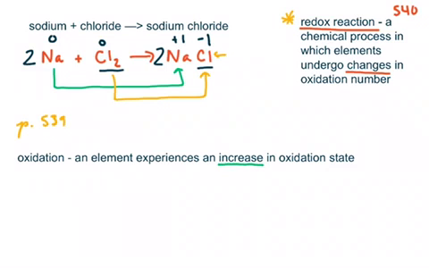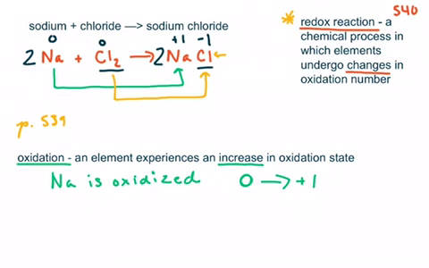So here, the green line, when we have sodium going from an oxidation state of 0 to +1, that would be the process of oxidation in the case of this reaction. So the way we would phrase that is we would say that sodium is oxidized, because its oxidation number does increase from 0 to +1.